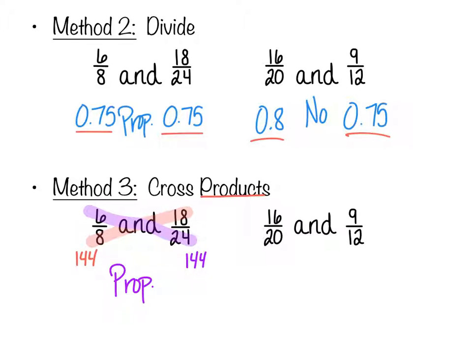Doing the same thing over here, 20 times 9 is 180. And 16 times 12, flip back over to my highlighter here, 16 times 12 gives you 192. So you get two different values for the cross products, so they are not proportional. So you can use any of these three methods you would like. You just have to make sure you show your work on your work paper.